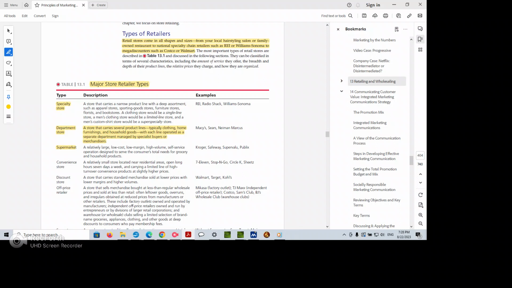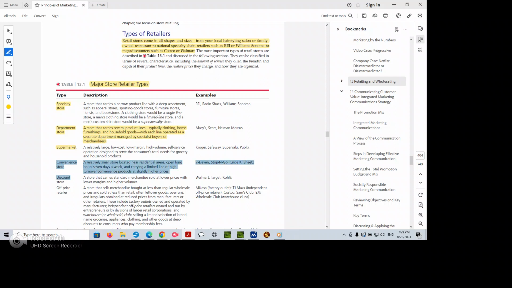Then you have something that's well known, which is supermarkets. They sell mostly just food. It's a relatively large, low cost, low margin, high volume self service operation designed to serve consumers' total needs for grocery and household products. That's your food, your hygiene items, anything relating to it, like kitchen items and things like that.